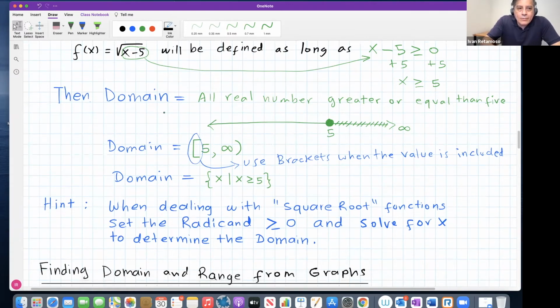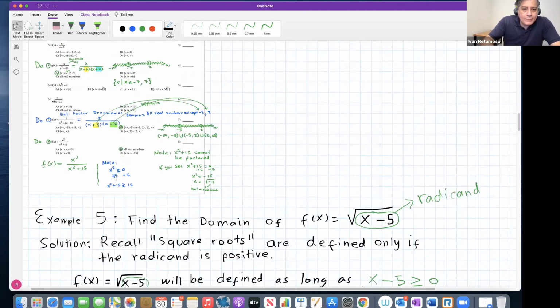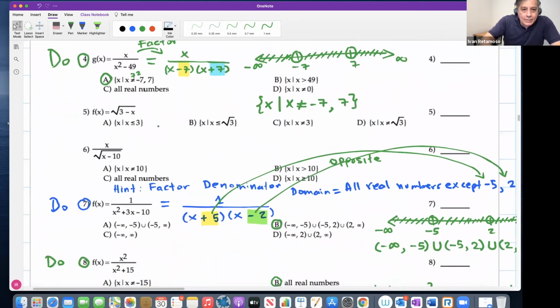All right, so now let's go back to our worksheet, so we can master this form. And then let's move on, guys. I'm going to give you this one. It's a little bit tricky, but I hope you can handle this.